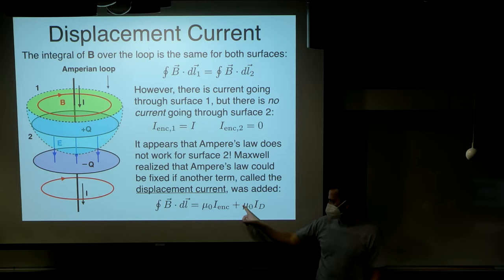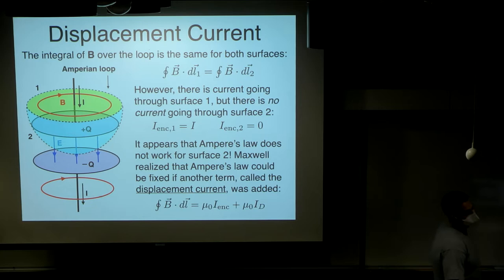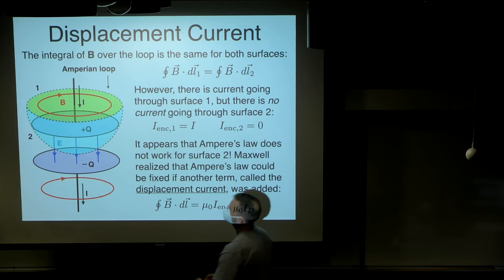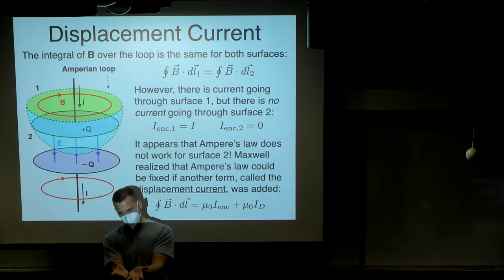And I'm going to explain to you now what this extra term means and how to calculate it. Okay? So any questions up to this point? Yeah? The blue surface, is it like the cone that's empty? The blue, yeah, think of it like a bowl that's kind of dipping down beneath the two plates, that's open at the top. Think of it that way. Yeah. Anything else?